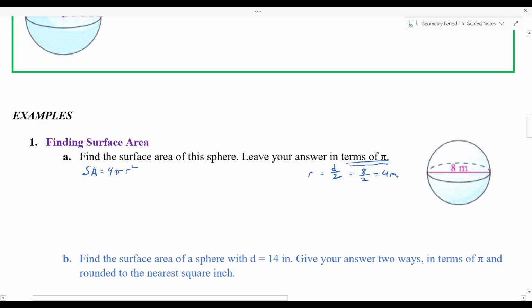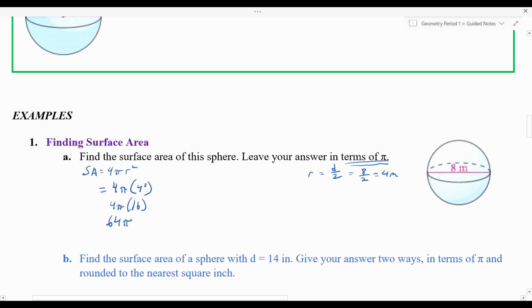Now that I have that, I can plug that 4 into my formula. So 4 pi times 4 squared. Okay, 4 squared is 16. So we have 4 pi times 16. Then we multiply our 4 times 16. 4 times 16 is 64, and the pi remains.